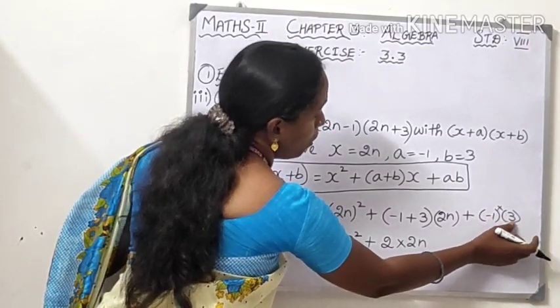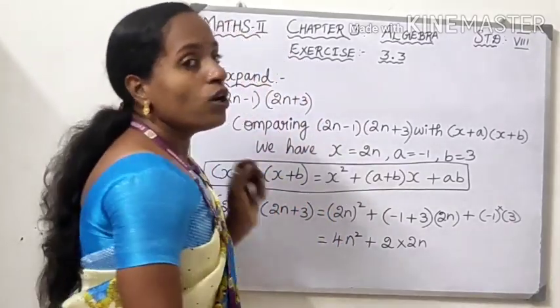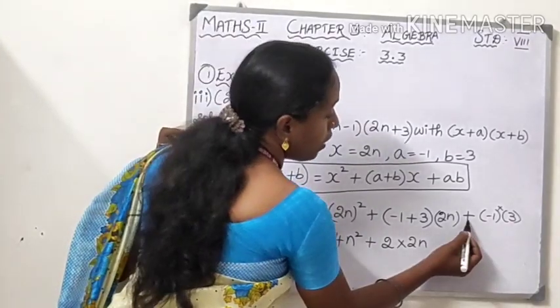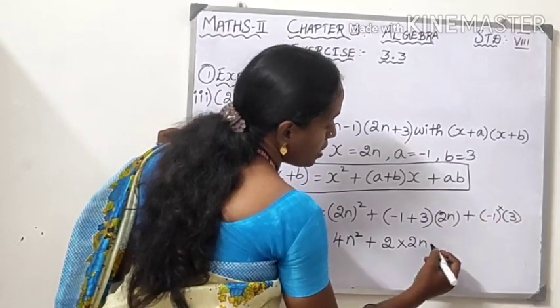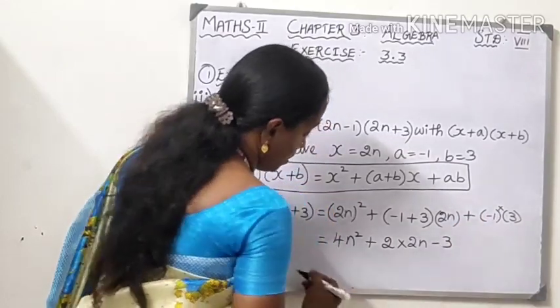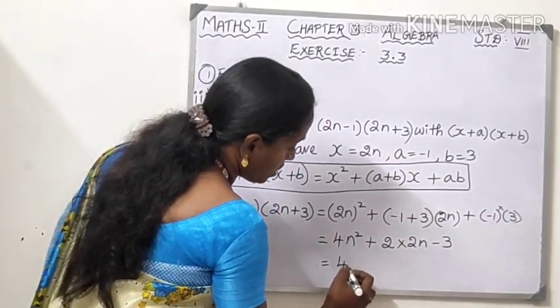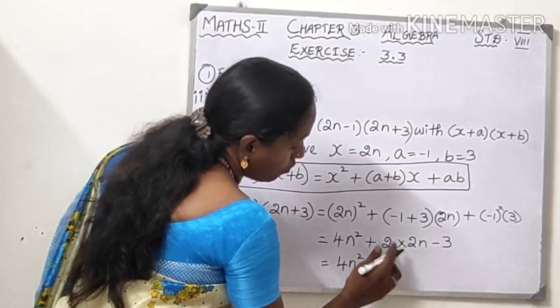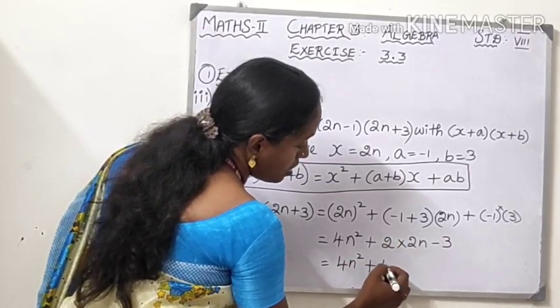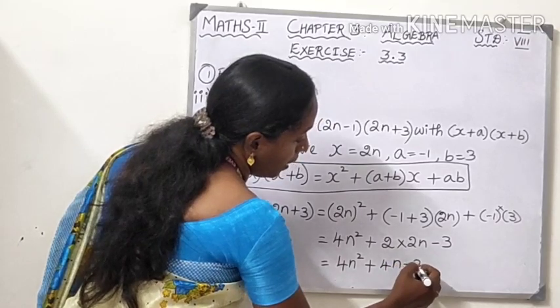Minus 1 into plus 3. What is our value? We will get minus 3. Here we have plus sign. So minus into plus, we will get minus 3. Final answer, 4n square plus 2 into 2 is nothing but it is 4n minus 3.